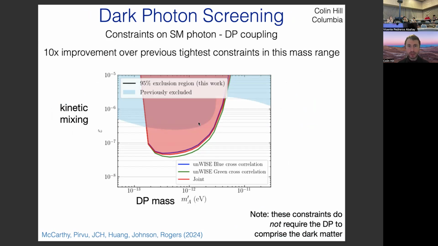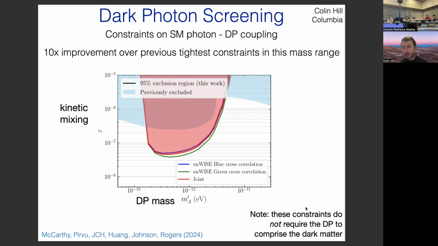The previous constraints are the light blue region, and our new constraints are in red from the two different galaxy samples combined. And you can see that we're about 10 times more sensitive than the previous analyses in this mass region. So I thought that that was cool. It's the first time anybody has looked at this type of signal in the CMB. So the fact that it's the leading probe over this mass range, I think, is quite interesting.